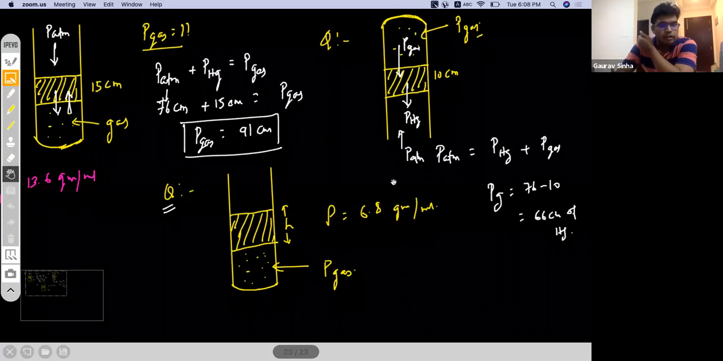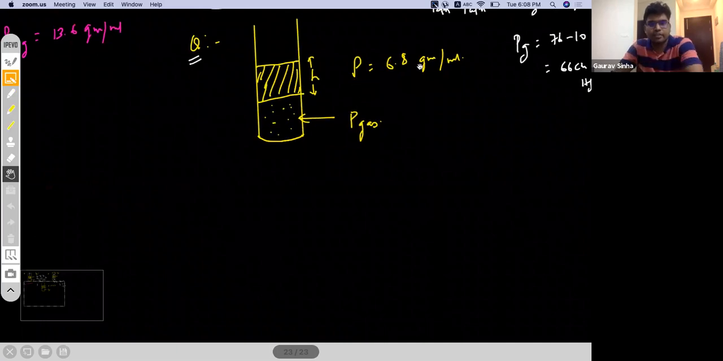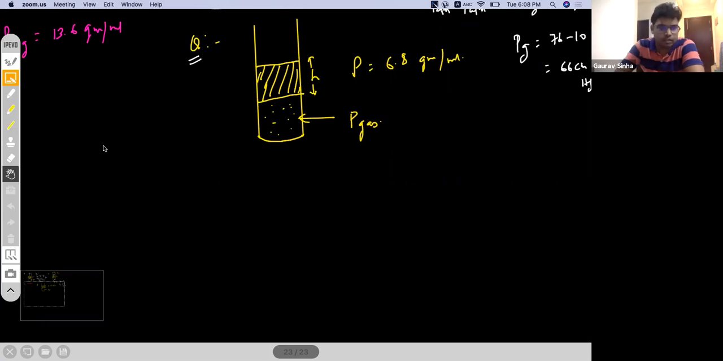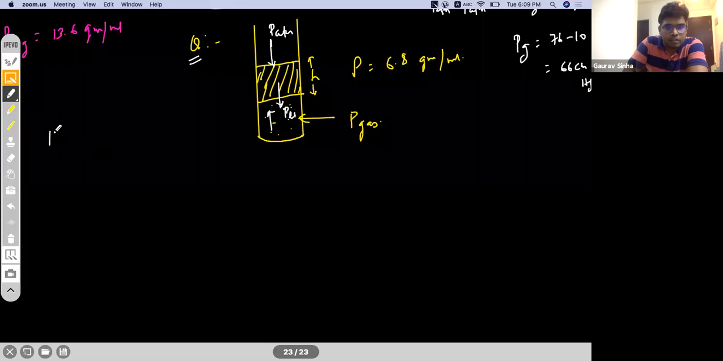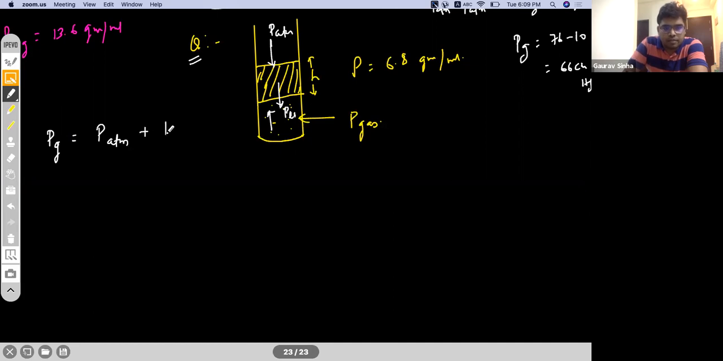Okay. In the last one, you see, it is given density 6.8. Obviously, this liquid column is not mercury. So here, the pressure of atmosphere is in downward direction, P atm. The pressure of this liquid, we don't know what liquid it is, is in downward direction, and the pressure of gas is in upward direction. So we'll write down the pressure of gas equals the pressure of atmosphere plus the pressure of liquid.